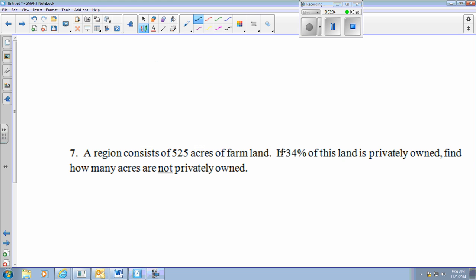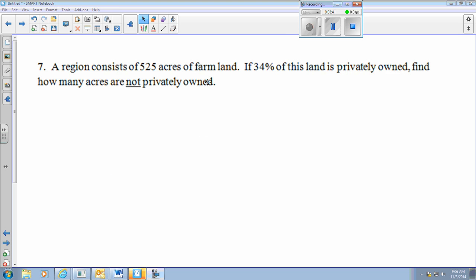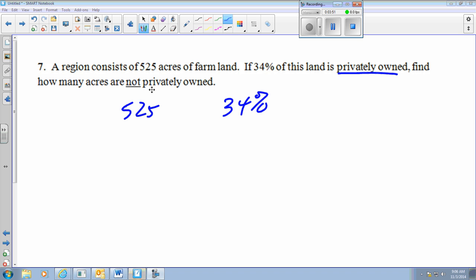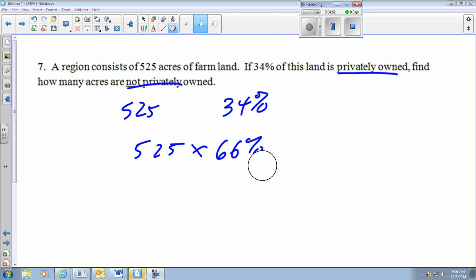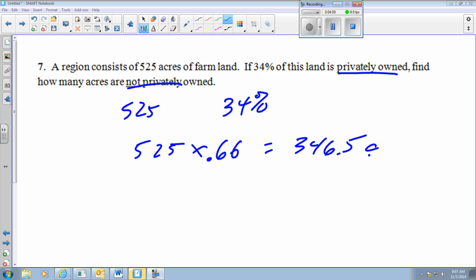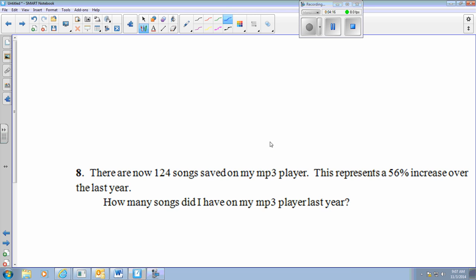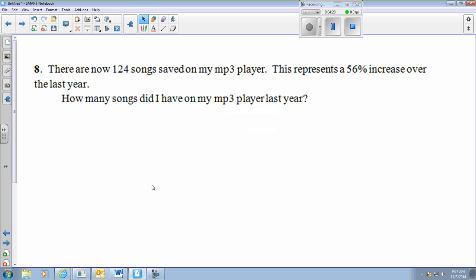For number 7. In this question, they ask us if we have 525 acres of land in the region, and 34% of the land is privately owned. How many is not? Well, if 34 is privately owned, 66% is not. So I'm going to take 525 times the 66%. Again, we need to change the percent to a decimal. If I multiply that, I get 346.5 acres. Now, in this case, we can have part of an acre, so we would not make that a whole number.